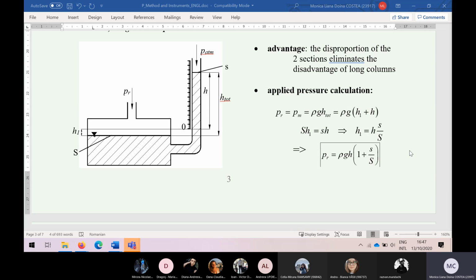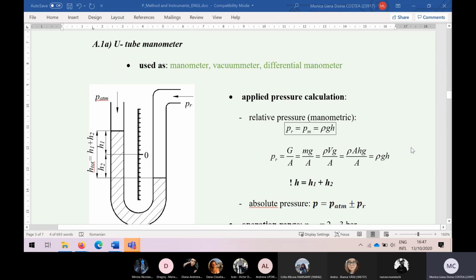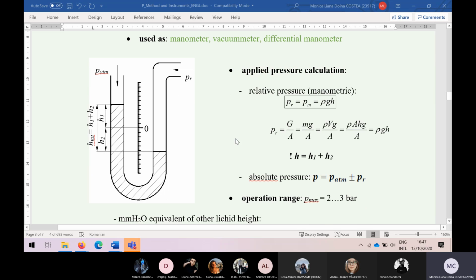What I did not ask you, in what operation mode is this U-tube manometer in the picture used? As manometer or as vacuumeter? Manometer. Manometer, why? Because it's close to the atmospheric pressure.